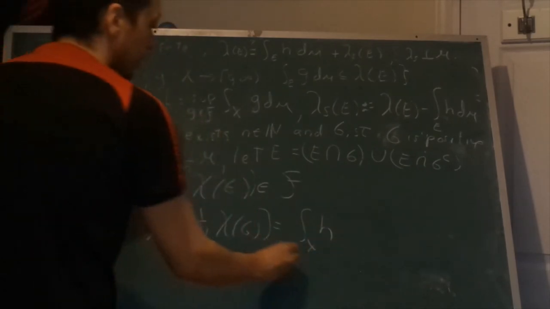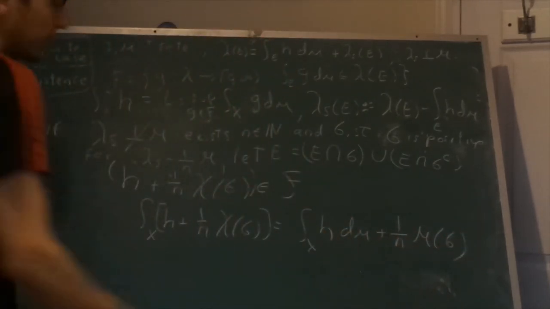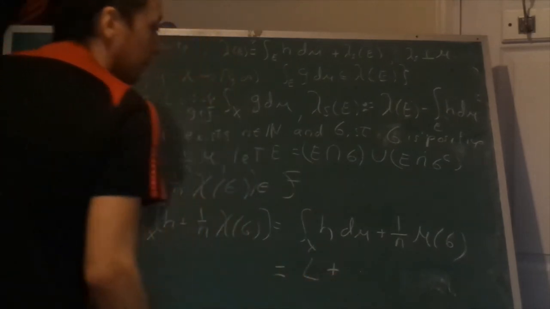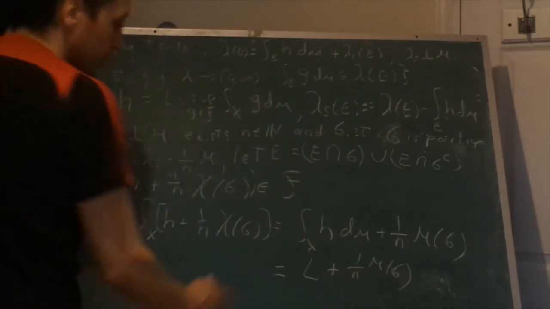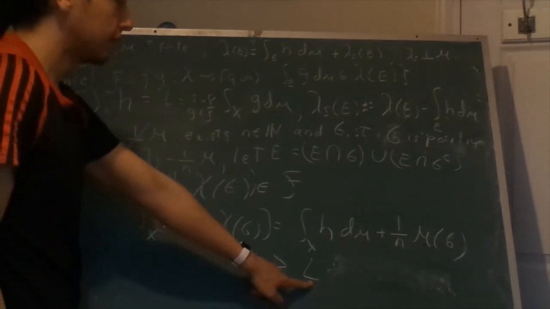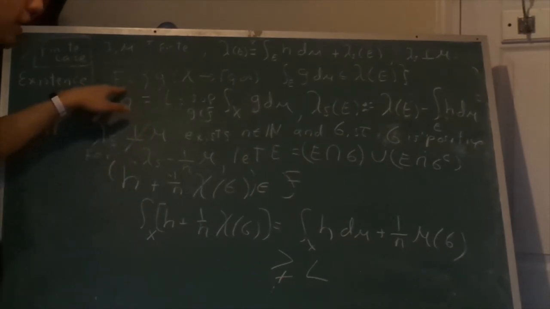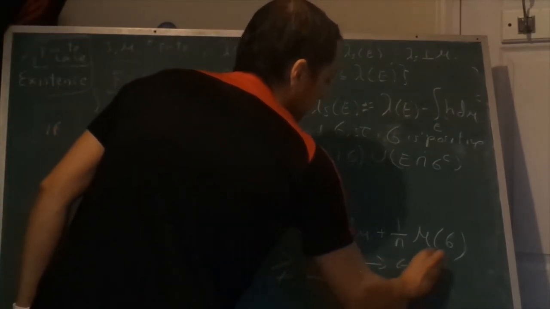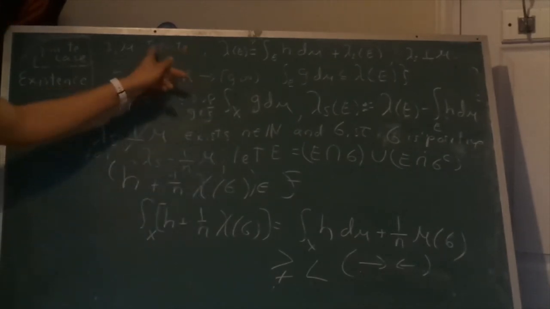This is the integral of h plus 1 over n measure of G. This integral over X is L plus 1 over n measure of G. This is non-zero. So this is strictly bigger than L. But L was the supremum of all these integrals of h of members in this family. We have a member of that family whose integral is greater than the supremum. This is a contradiction. So this proves the Radon-Nikodym theorem in the finite and positive case.